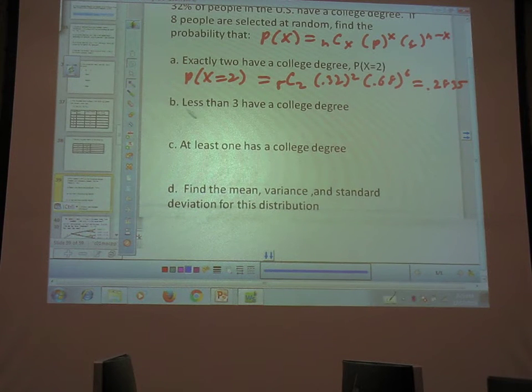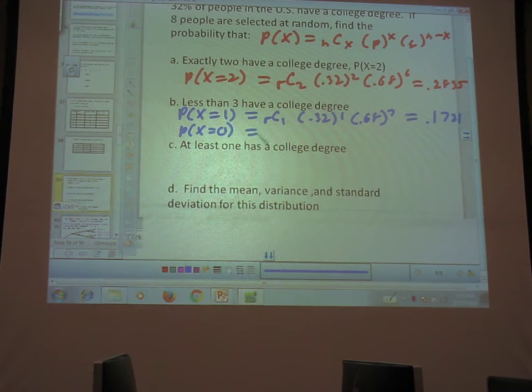So the probability that x is 1, we'll do 1 first, is 8 choose 1 times 0.32 to the 1 times 0.68 to the 7, and that was 0.1721.